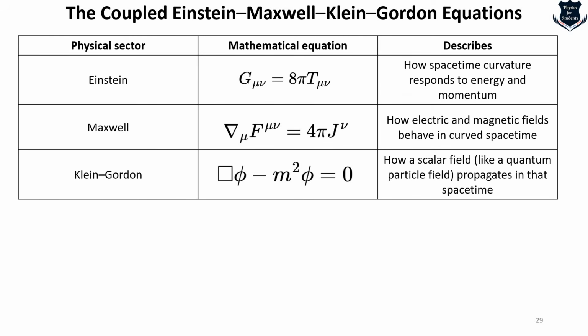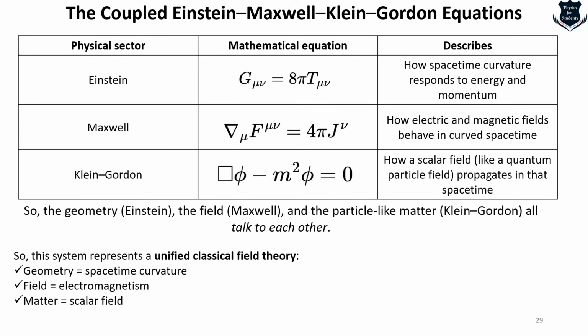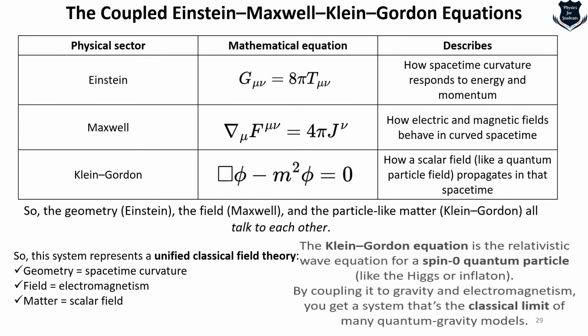From here, if you take another table, you can see how beautifully it is arranged. General relativity by itself only describes space-time and gravity, isn't it? It says nothing about light or matter. So adding the Maxwell and Klein-Gordon equations, you can see in the table, you bring in electromagnetic fields and you bring in scalar fields. So this system represents a unified classical field theory. Geometry equals space-time curvature, field equals electromagnetism, and matter equals scalar field.